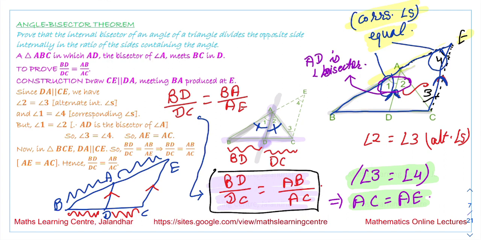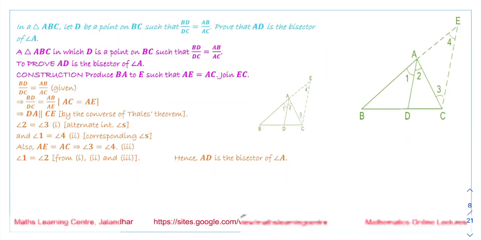So in this next question, we are given a triangle ABC, let D be a point on BC. This triangle ABC is given, and D is any point on this side BC, such that BD over DC is equal to AB over AC. We have to prove that AD is the bisector of angle A. This AD we are talking about is the bisector of angle A. Bisector means we have to prove that this angle 1 and angle 2, both these angles, are equal.